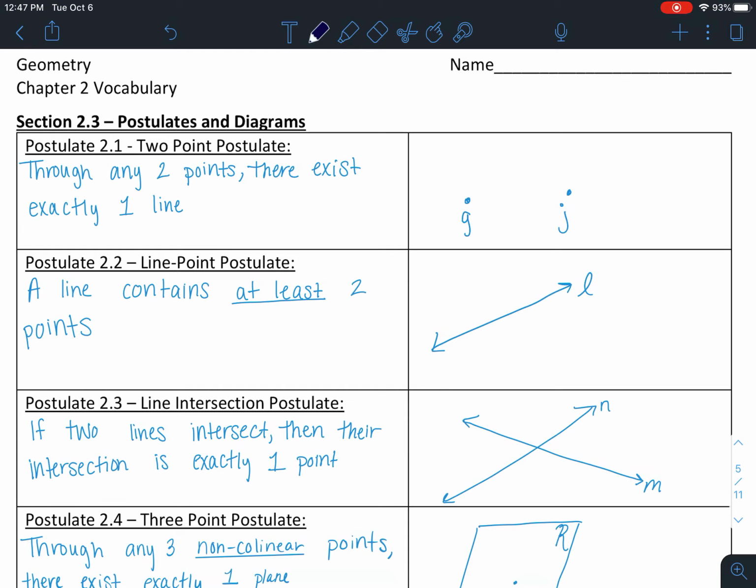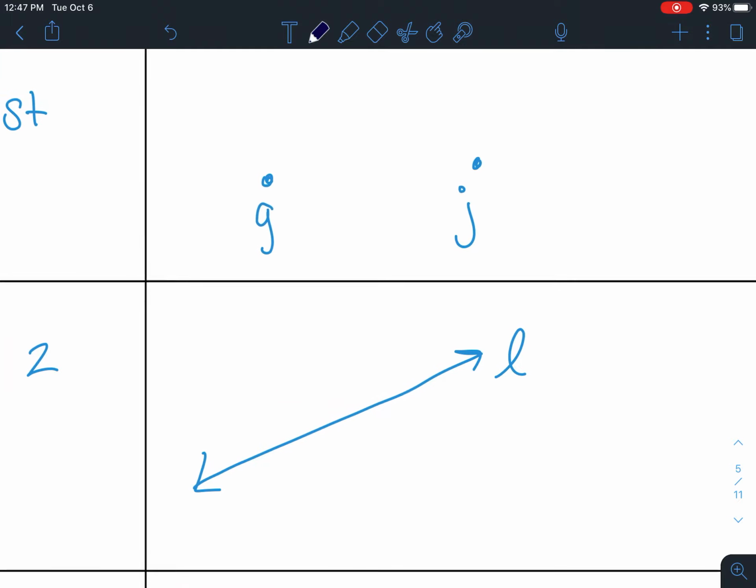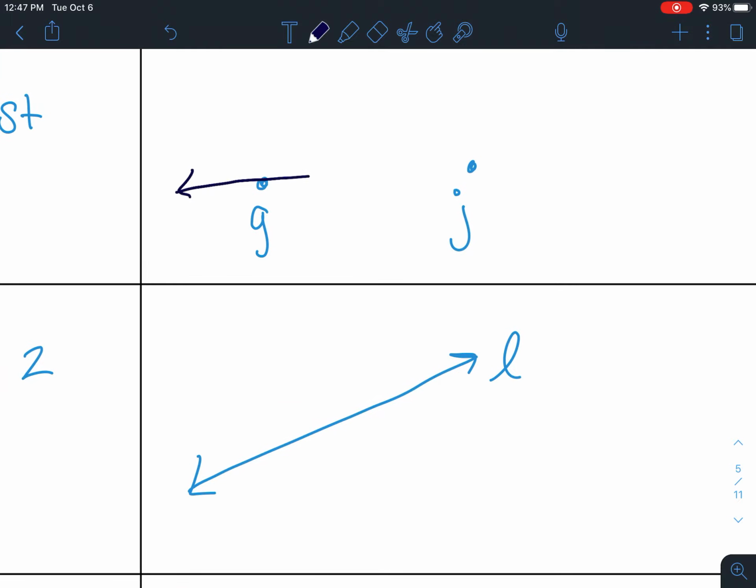All right, here's postulate 2.1, the 2-point postulate. What this says is through any 2 points, there exists exactly one line. So here I've got my 2 points, G and J, and because there's 2 points, there exists a line between these 2 points. I'm going to label this line B.